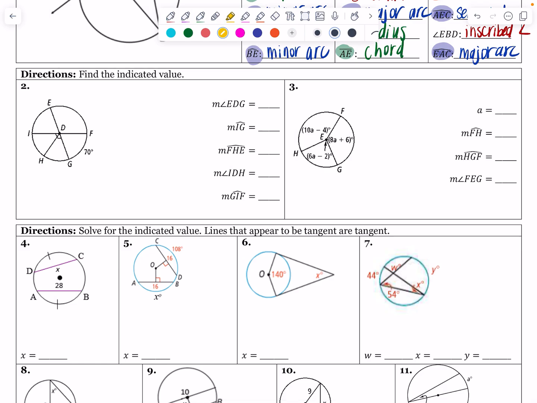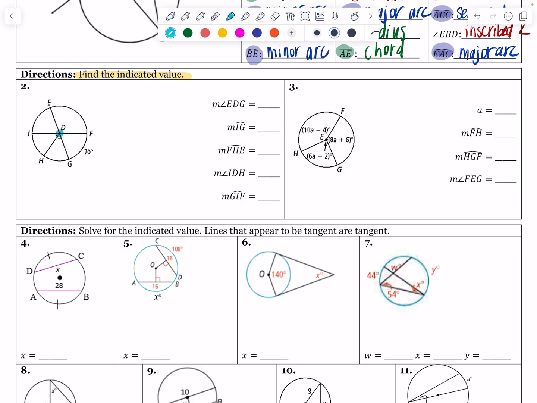All right, in the next section, the directions say to find the indicated value. So in number 2, the first thing I want you to notice is that we have a point at the center right here. And all of these angles are going to be central angles, and the arcs are going to be the arcs associated with those central angles.